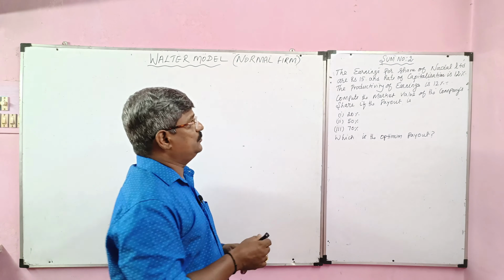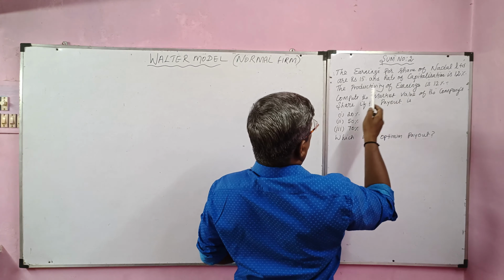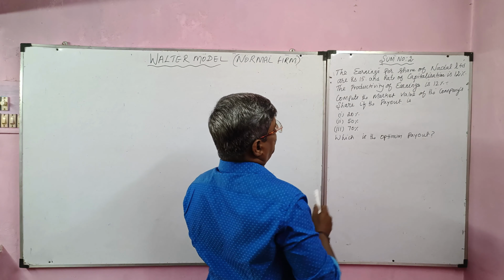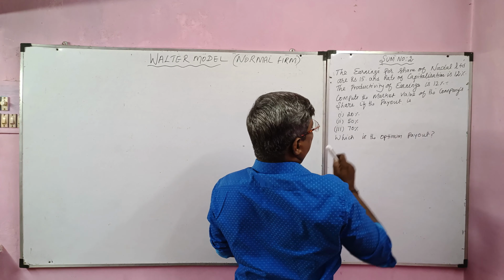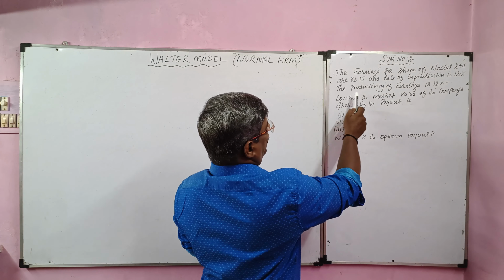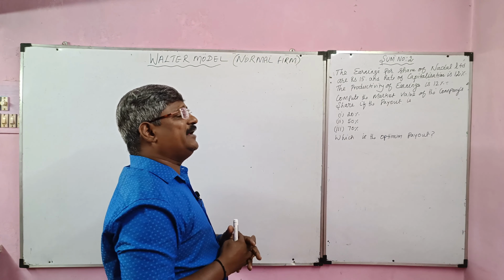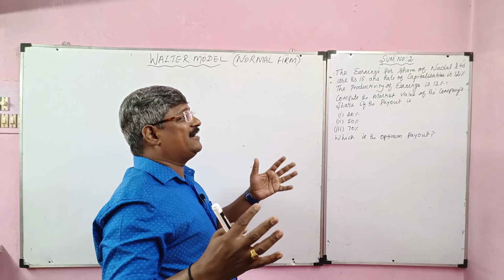Sum number 2. The earnings per share of Nadal Limited are 15. So EPS is given, rupees 15. And the rate of capitalization, that is cost of capital, is 12%. The productivity of the earning is 12%. What do you mean by productivity of earning? It is nothing but rate of return on investment or internal rate of return.